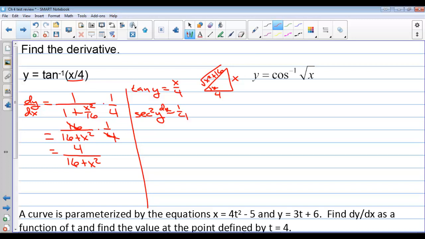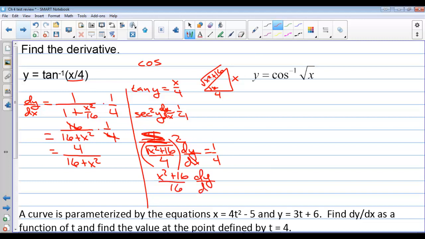Whoops, dy dx, because we're doing this implicitly. But secant is the reciprocal of cosine. Cosine is adjacent over hypotenuse. So this is hypotenuse over adjacent. So square root of x squared plus 16 over adjacent dy dx is equal to 1/4. Well, then you just multiply by the reciprocal. Oh, no, it's squared. Look at that, it's squared. So I'd have to square this. I'm like, why is this not going to work out?